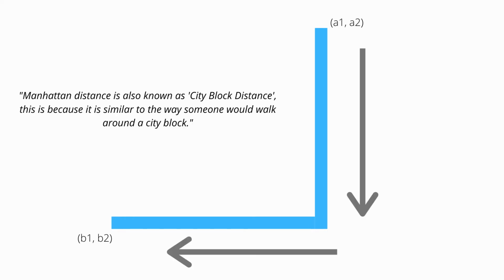Manhattan distance is also known as city block distance. This is because it's similar to the way someone would walk around a city block. You often can't go the fastest way and just take a diagonal route through different buildings. So that's the way you should be thinking about calculating Manhattan distance.